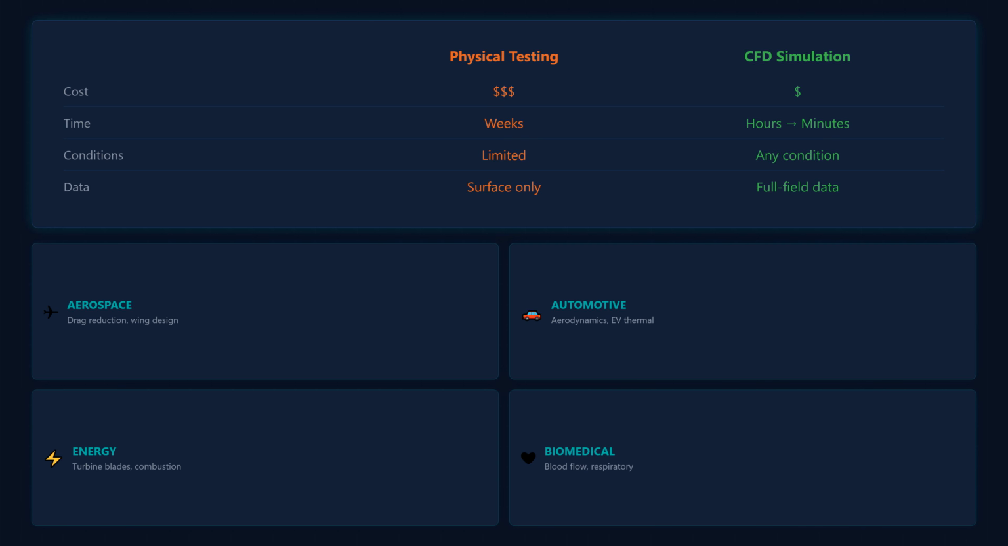A wind tunnel measures forces and surface pressures. CFD provides the complete velocity, pressure, and temperature field at every point in the domain. GPU acceleration is cutting simulation times from hours to minutes. Cloud platforms are eliminating the need for in-house clusters. The global CFD market is approaching $10 billion because the return on investment is undeniable.